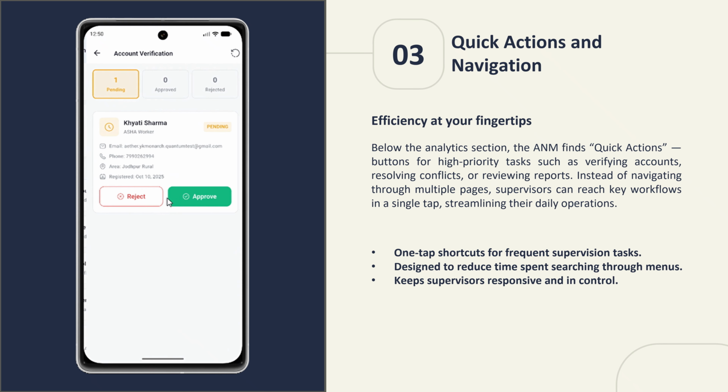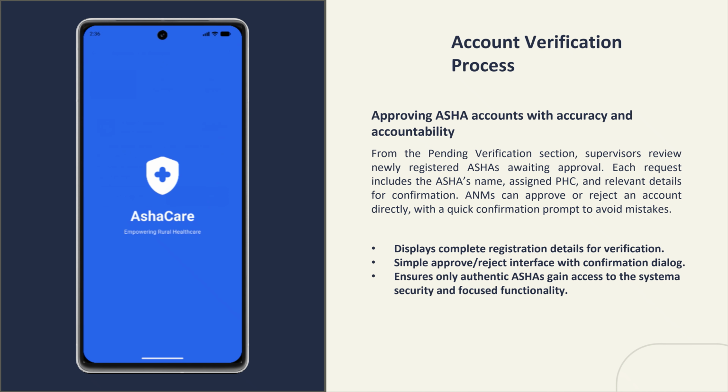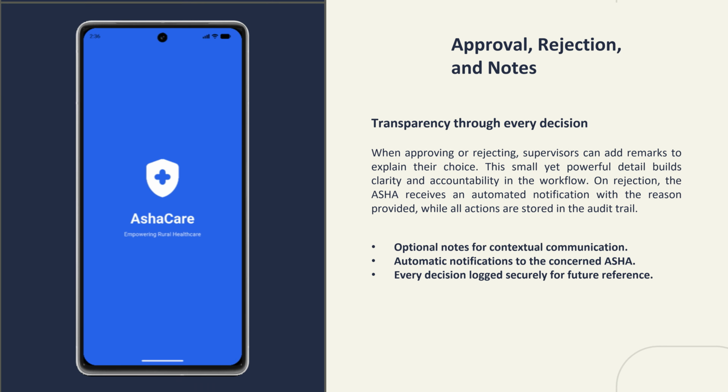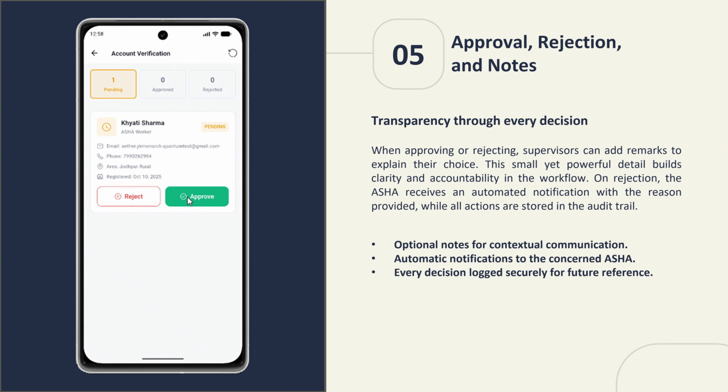One of these actions is pending account verification, where supervisors can review newly registered ASHA workers. Here we can see one account is currently pending verification. The supervisor has the option to either approve or reject the verification request. Upon clicking approve, the system prompts for additional notes or remarks.